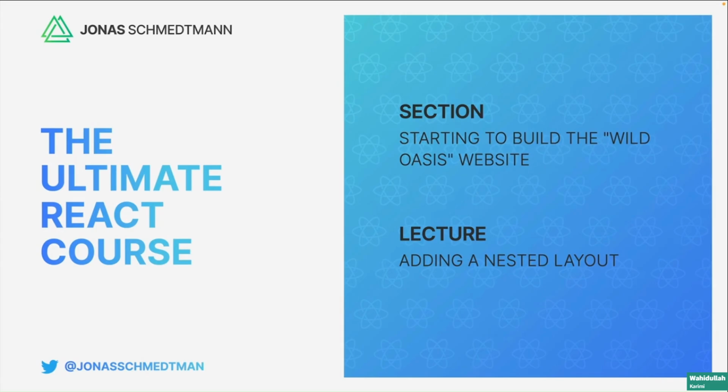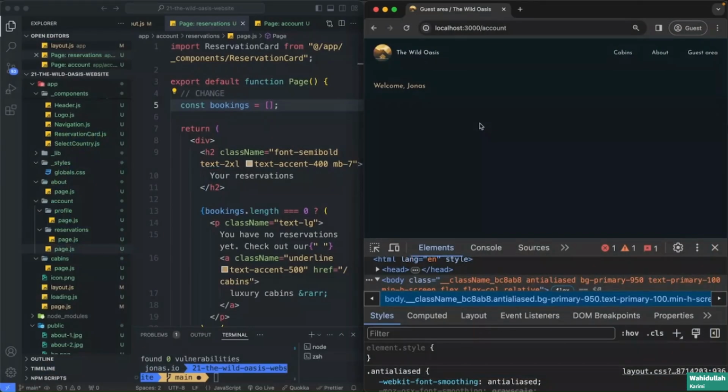Let's now discover the power of nested layouts in Next.js by adding a site navigation to all our routes in the account area. So, as I explained by the end of the last lecture, what we want is basically a layout that stays on the page for all the three routes that have the account in it. So for /account, we want a site navigation here. And we also want that navigation for account/reservations and account/profile. All right. So how could we do that?